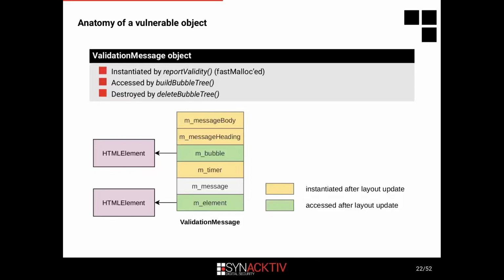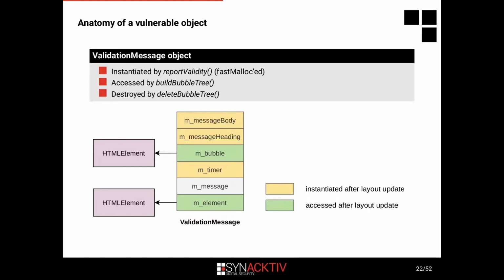Okay, now let's see the vulnerable object, the validation message object. This object is instantiated by making a call to reportValidity. It is mainly accessed by the vulnerable function buildBubbleTree, and it is finally destroyed by deleteBubbleTree. The validation message object is fastMalloced and is made of the following fields.